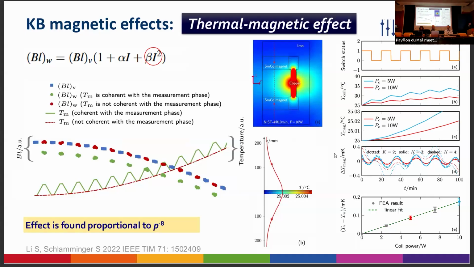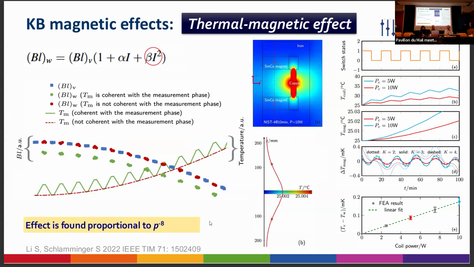Thermal effects. Of course, if you use a two-mode two-phase measurement, you have heating in the weighing, and you don't have heating in the velocity. This will generate some ripples in the temperature, and then a B-field change, of course. And we find that this effect is significant for compact magnet systems. It's proportional to p^-8. What is p?